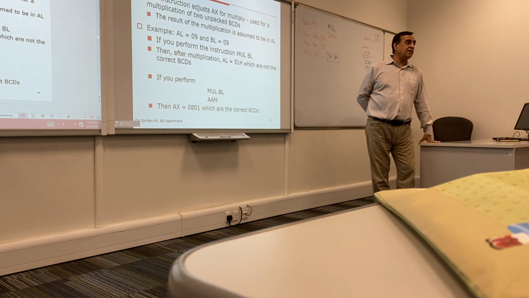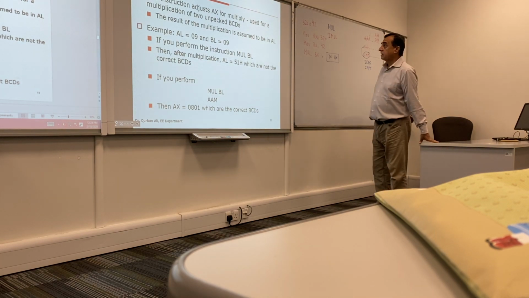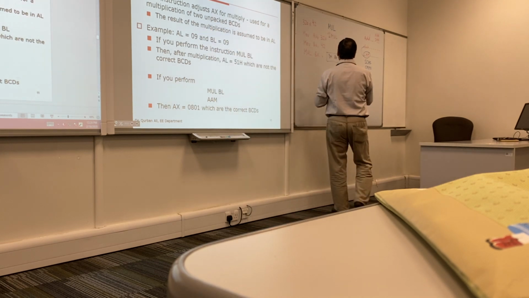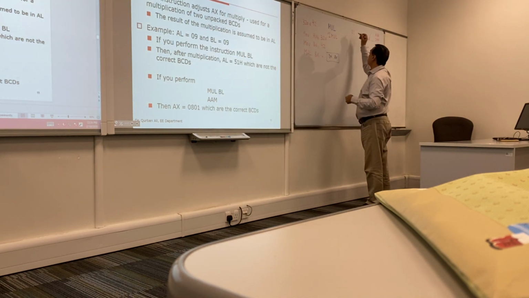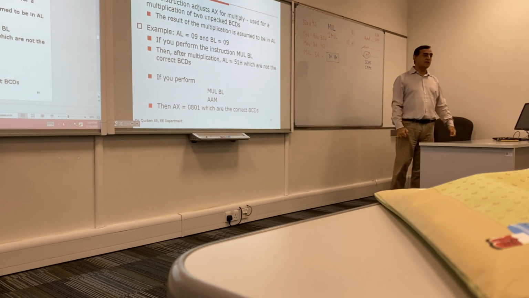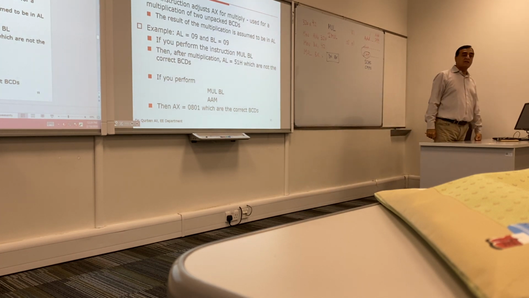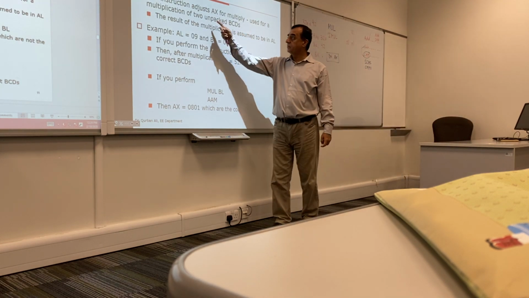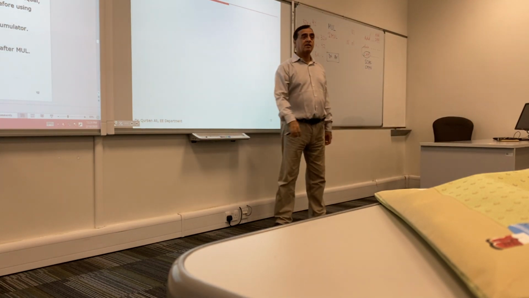And you will find 9 by 9 as 81, but these are unpacked. How do you write 81 unpacked? 08 and 01. 8 as a byte, 01 as a byte, because the BCDs are unpacked.